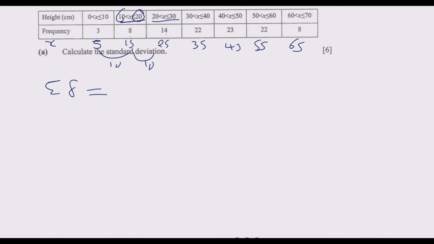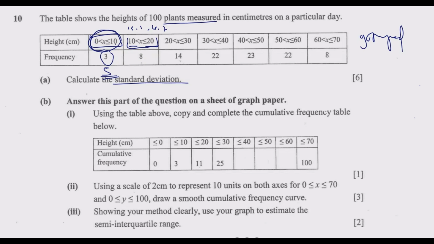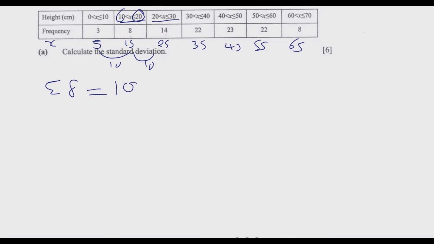So when you go to the main question here, you notice that we are told how many plants there are: 100 plants. So the 100 plants are the summation of all these frequencies. It's also given here, so you don't need to waste so much time. So this is basically 100.